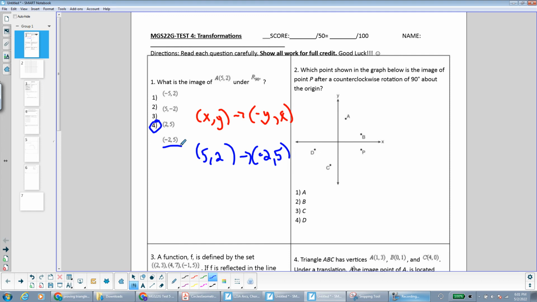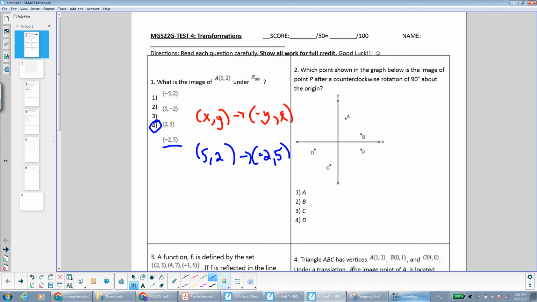Question number 2 says, which point shown in the graph below is the image of point P after a counterclockwise rotation of 90 degrees about the origin? A lot of people pick B. But B wouldn't be a rotation. Notice how P and B are mirror images across the x-axis. They're both equal distance from the x-axis. Remember, mirror images is a reflection. So point B is actually point P after a reflection over the x-axis.